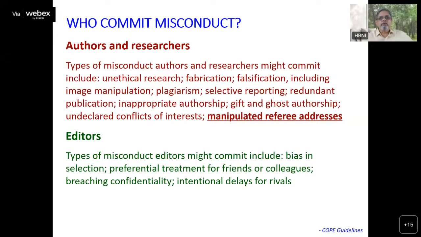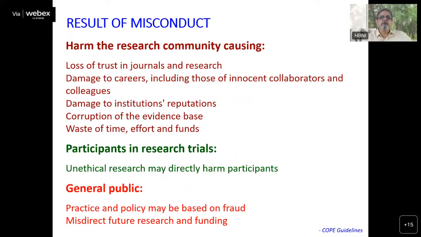Okay, probably we'll stop here. I can continue this part in the next lecture. From this point onwards, there's another series of case histories and things like that. It takes more time. So I stop at this result of misconduct and how it affects the research community, the participants in research trials, and the general public. And I'll continue with this in my next lecture.